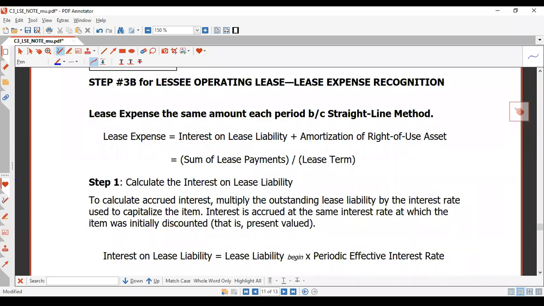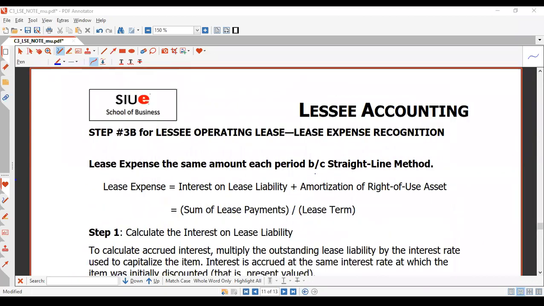Hello. All right. So if you were on the last video, we just finished up finance leases with guaranteed residual values. Now we're going to go into operating leases and how we deal with lease expense recognition. Both operating leases and finance leases for lessees are capitalized, but the expenses are a little different.